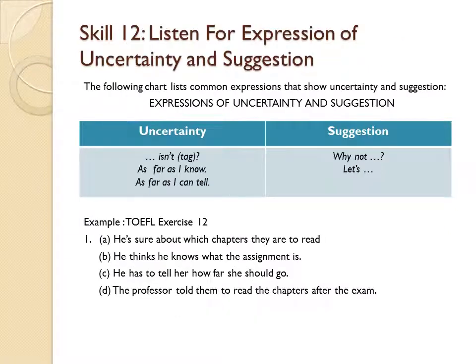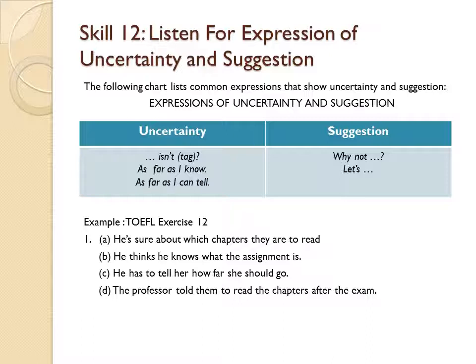Okay, and then go to the next skill, listen for expressions of uncertainty and suggestion. Uncertainty such as question tags, as far as I know, as far as I can tell. And the suggestion: why not, let's. The example is TOEFL exercise 12, number 1, and you can hear the conversation.